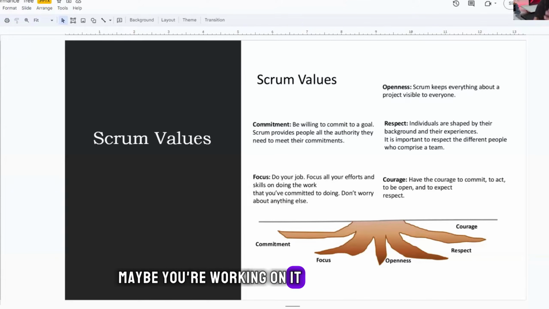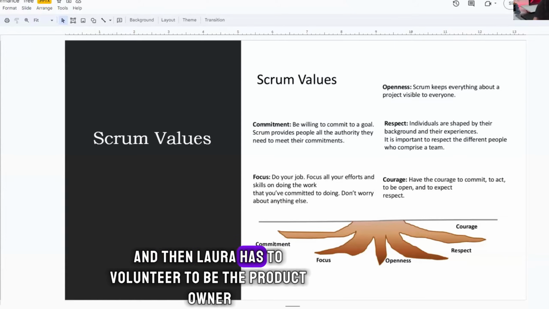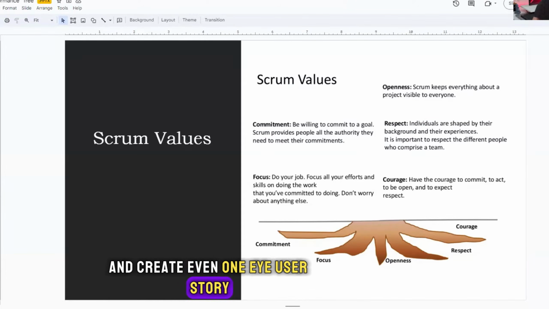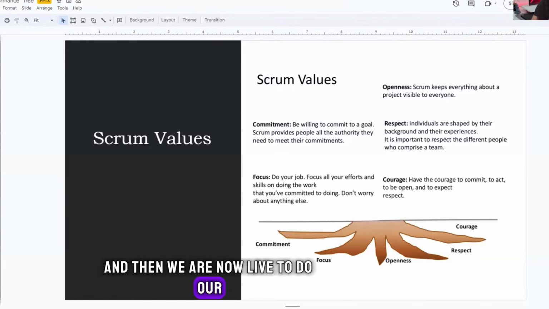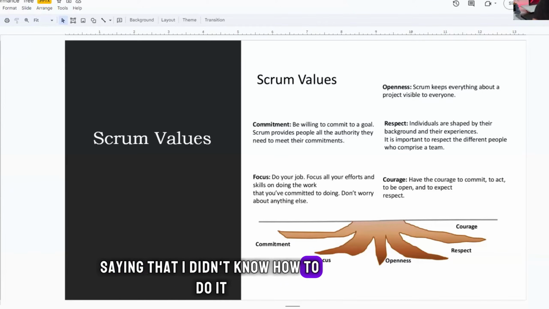Maybe you're getting ready to present your sprint review live session on a Monday or Wednesday. And Laura has volunteered to be the product owner. Laura has no idea how to go into the product backlog and create even one user story. And Laura didn't say anything. You didn't know that Laura was struggling with anything. And then we are now live to do our sprint review, and Laura has nothing to show. And right there, Laura is saying that I didn't know how to do it.